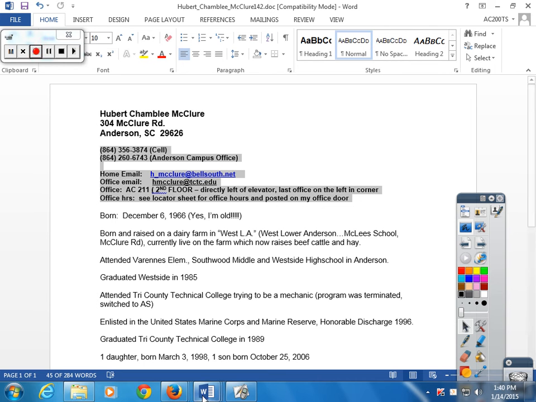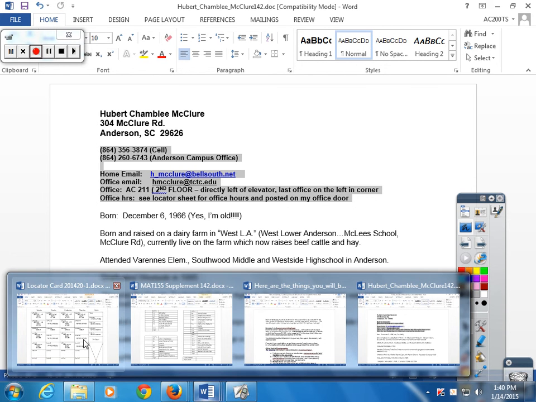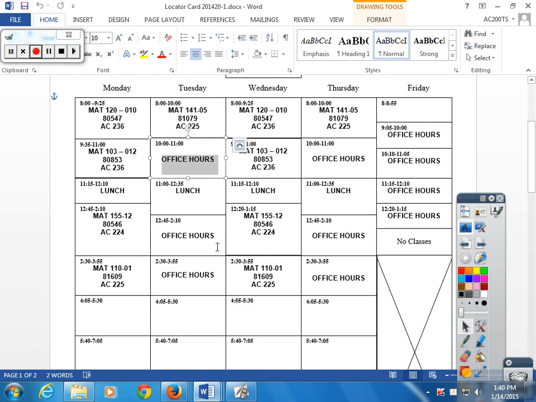When am I in my office? Well, you go to your locator card. There's a locator card right there. Now, some of y'all may not have this handout, but I sent it to you last night. If you added since last night or the other day when I sent these, then you didn't get them. So I need to see you after class to send them.